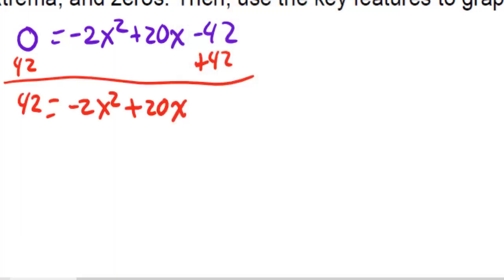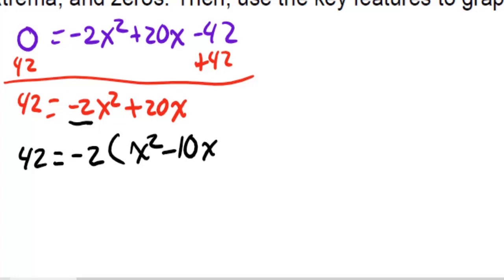Now one thing to remember, this leading coefficient has to be a 1 before we can complete the square. So the next step would be to factor it out. So -2 comes out. I have x squared minus 10x, and then I'm going to leave a space because I want to complete the square in there. So I'm going to put a plus here, and I want to complete the square.